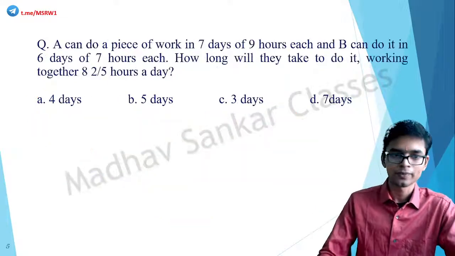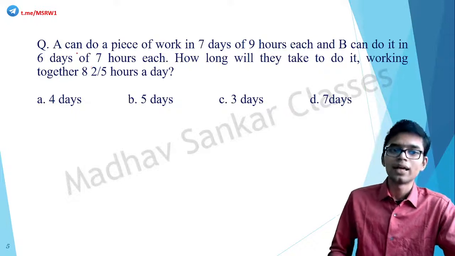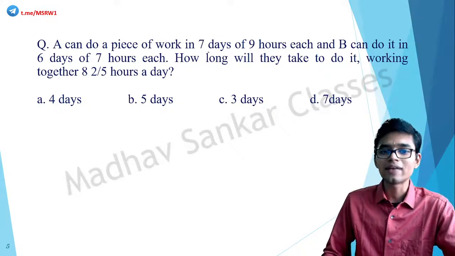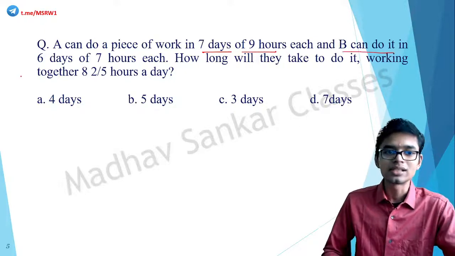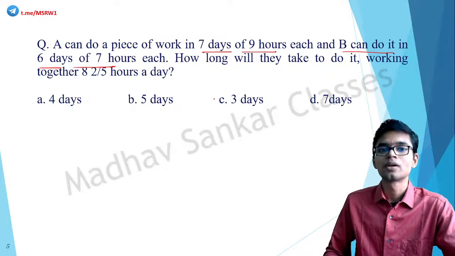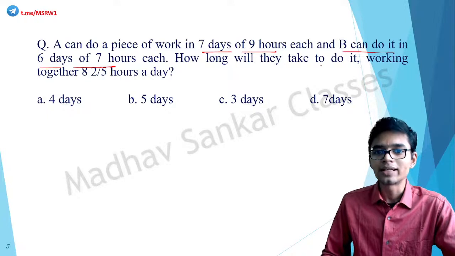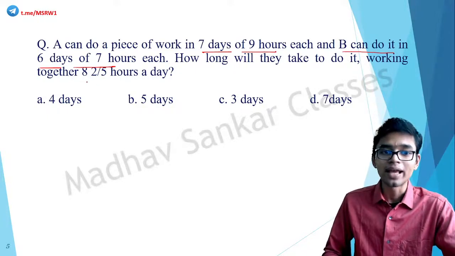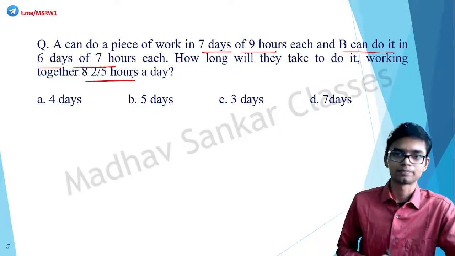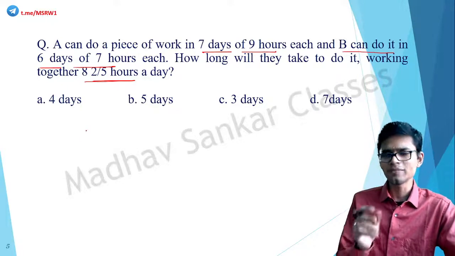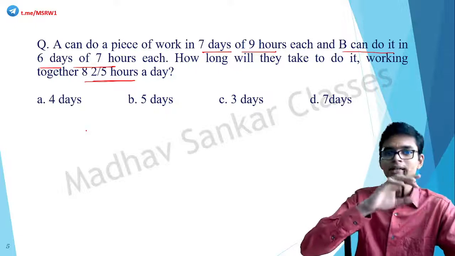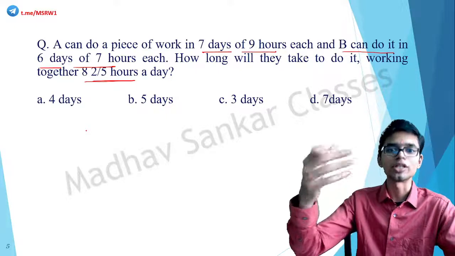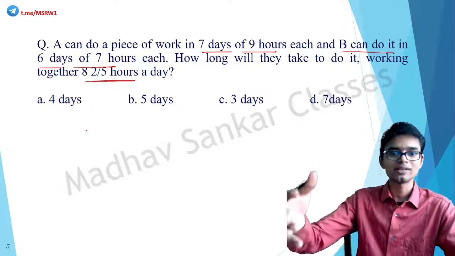Okay. Second question. A can do a piece of work in 7 days and 9 hours. B can do it in 6 days and 7 hours. How long will they take to do it working together 8 and 2/5 hours per day? Okay, so it is the same question, except that here it is given in days and hours. In the previous one, it was given only in hours, so only one unit. Here it is days and hours.